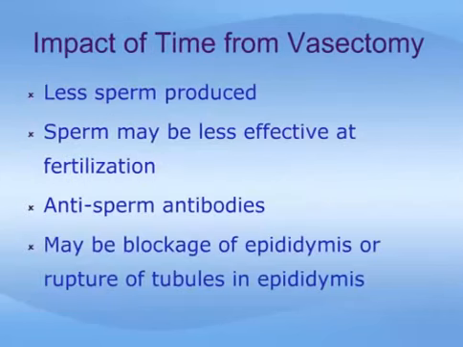The duration of time that has passed following vasectomy is a key factor in determining success. As the years go by, the testicles will produce less sperm, and it may be of lesser quality, with less ability to fertilize the egg. Anti-sperm antibodies may also develop, which can also impede the sperm's ability to fertilize. Finally, with time, blockage of the epididymis and/or rupture of the tubules in the epididymis may occur, which can make the reversal more challenging and less effective.